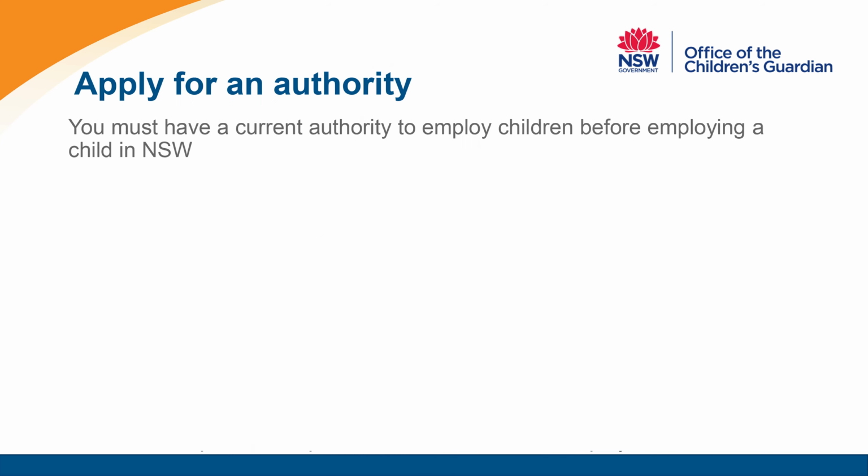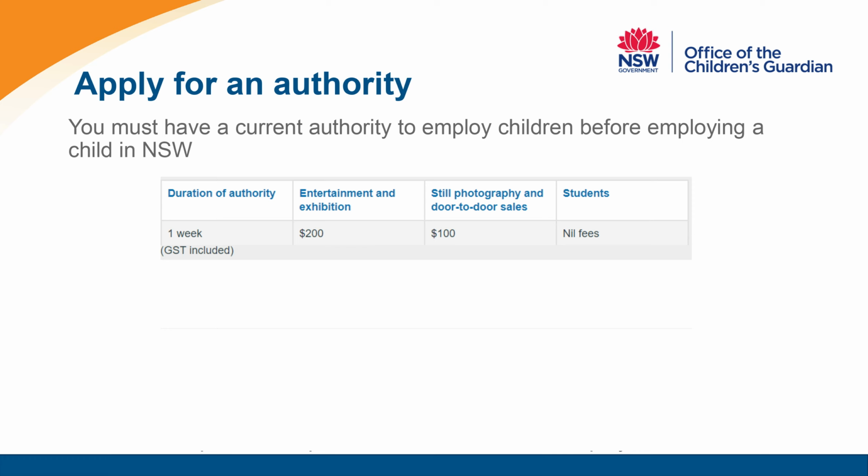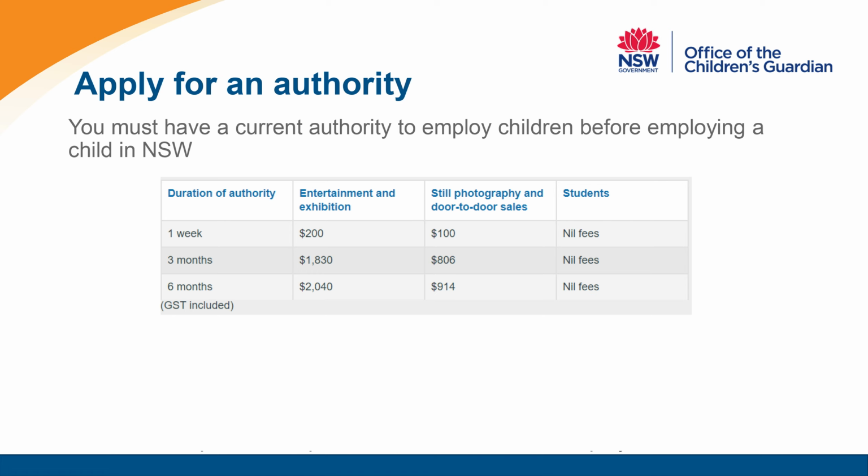The second step is gaining an authority to employ children. An authority to employ children in New South Wales is like a licence. It authorises your company or organisation to employ any number of children for a specific period of time. The duration of your authority will cover all employment of children during that time. You can get a 1-week authority to cover one-off or short-term productions, or 3 or 6 month authorities to cover longer ones. If you regularly employ children, you may want to apply for a 12-month authority.